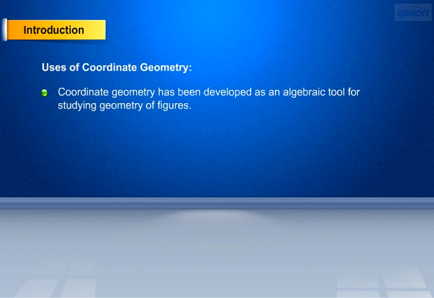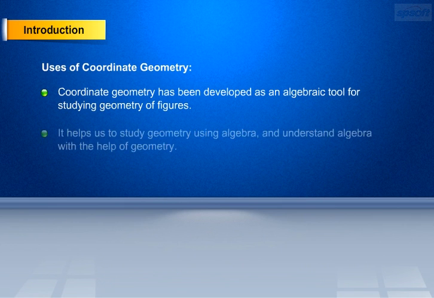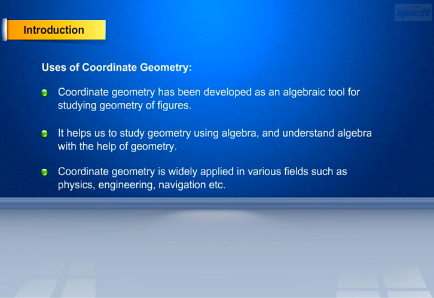Uses of coordinate geometry. Coordinate geometry has been developed as an algebraic tool for studying geometry of figures. It helps us to study geometry using algebra, and understand algebra with the help of geometry. Because of this, coordinate geometry is widely applied in various fields such as physics, engineering, navigation, etc.